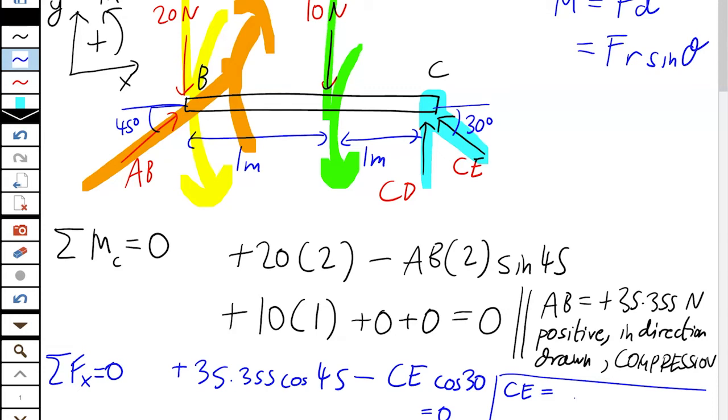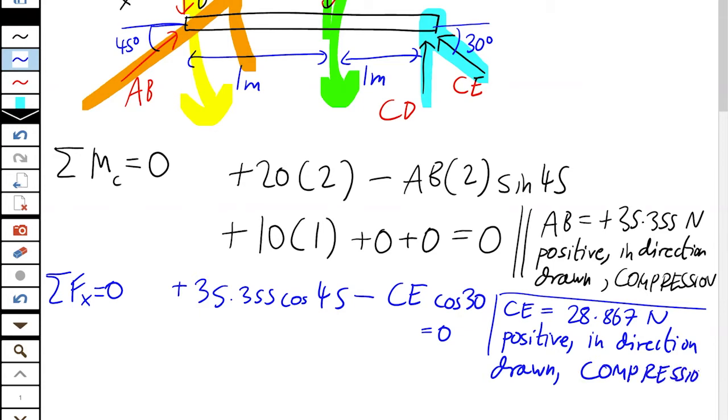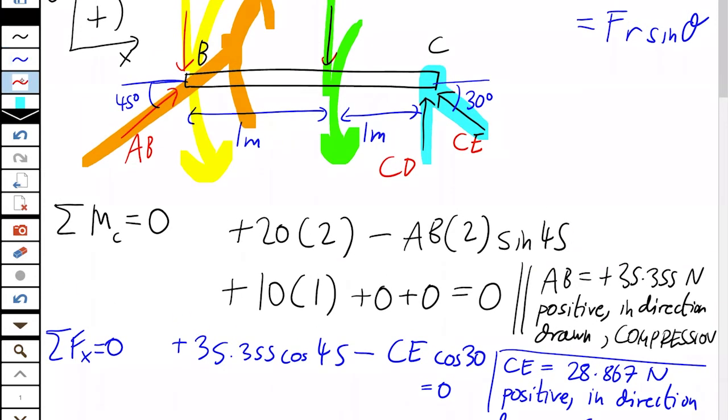is 28.867 newtons. Again, positive, so it's in the direction drawn. We check our drawing. That was compression. And always write the word, or at least the letter C or T, compression or tension at the end, because you think you'll remember, but when you're running around doing a bunch of these, it's very annoying to have to double check or do something again.